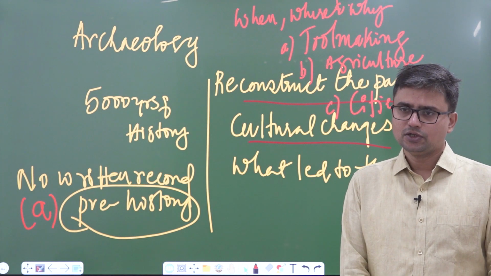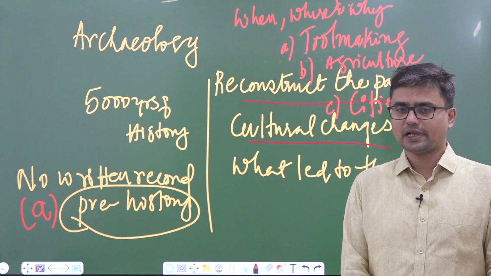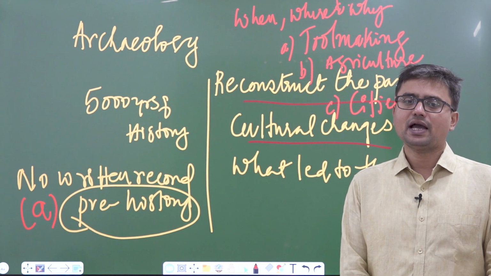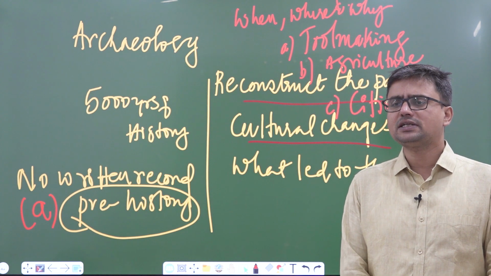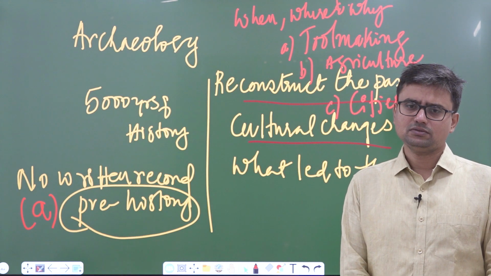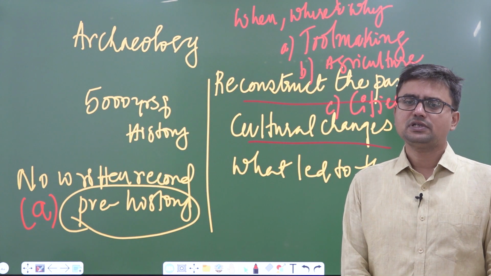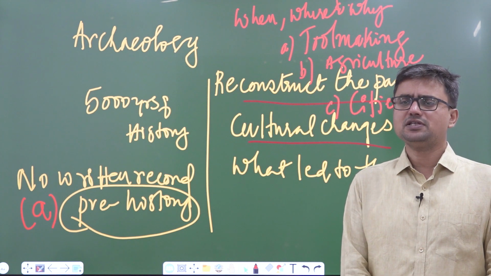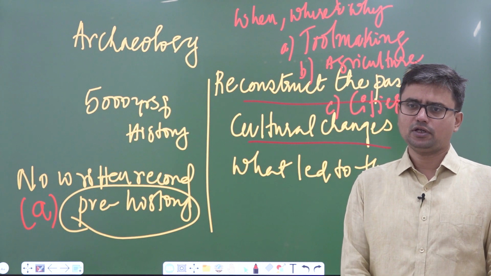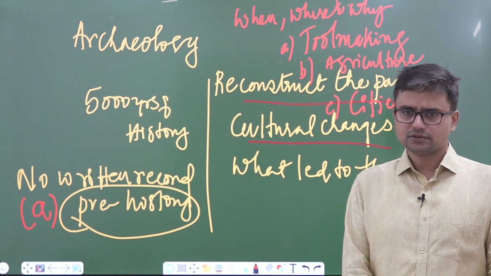Got it? Got it. So basically, they are interested in seeking the answers for questions like when, where and why tool making started, when, where and why agriculture started, when, where and why cities started. Because cities led to civilization, the emergence of a civilization. What is civilization? Civilization is nothing but the sophisticated life form, having good quality roads, trade, measurements, whatever it may be.